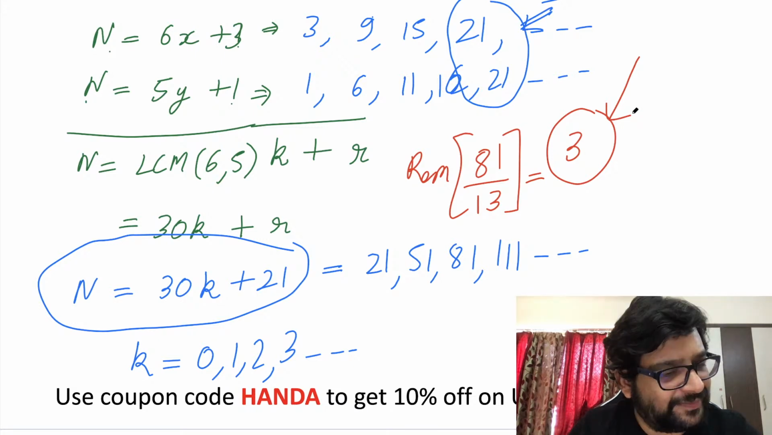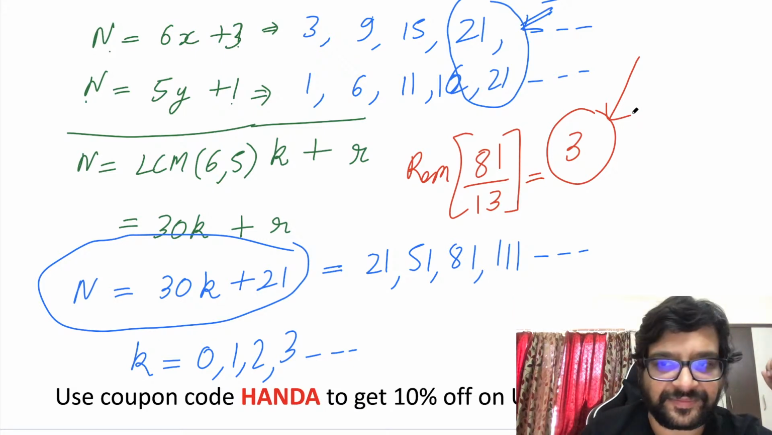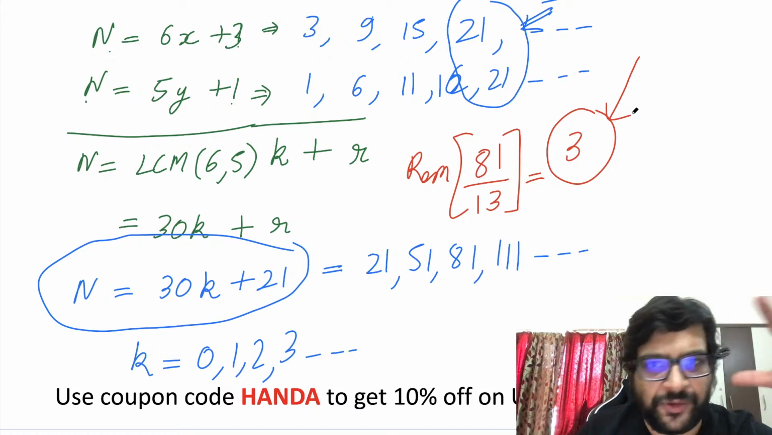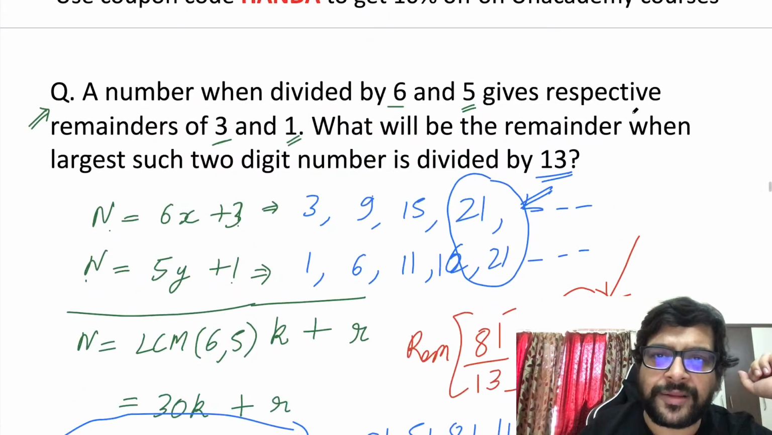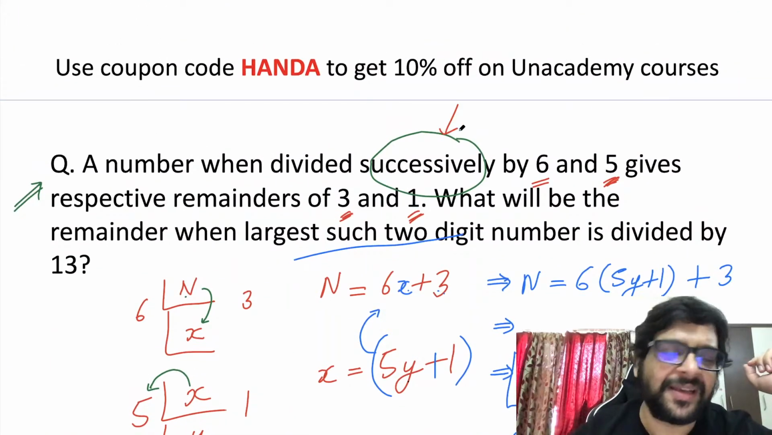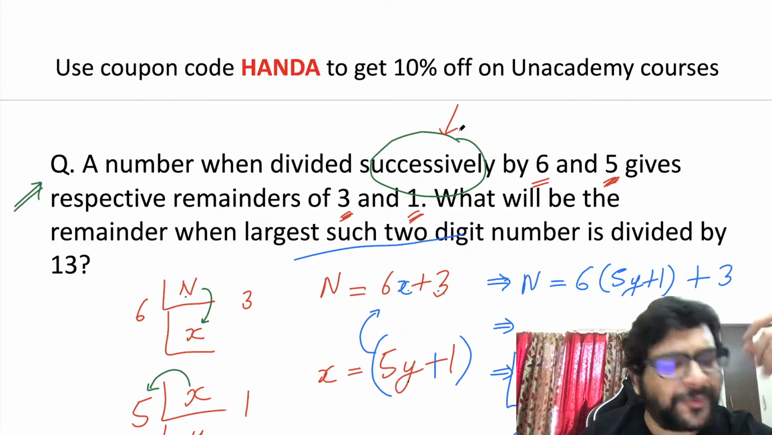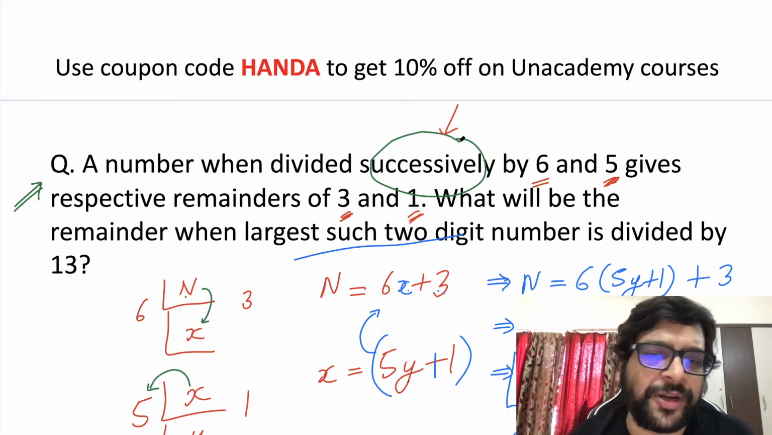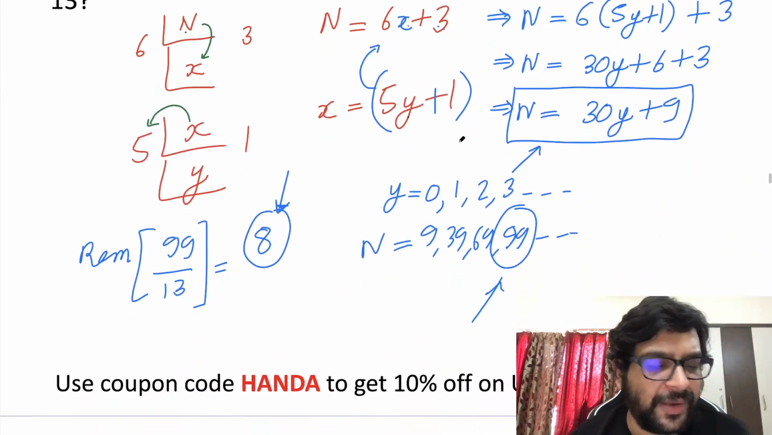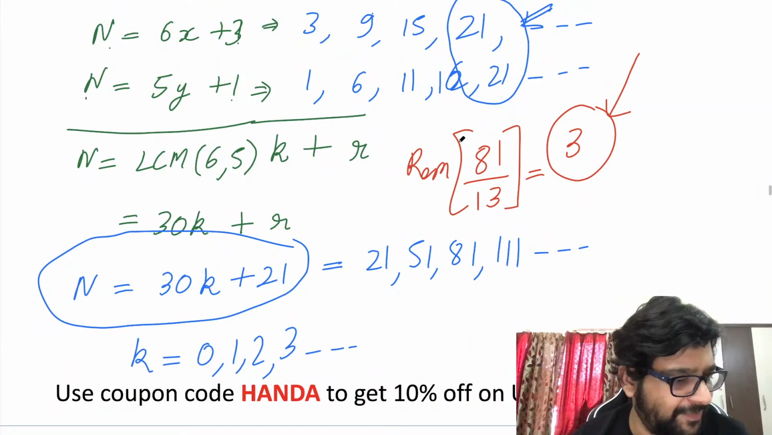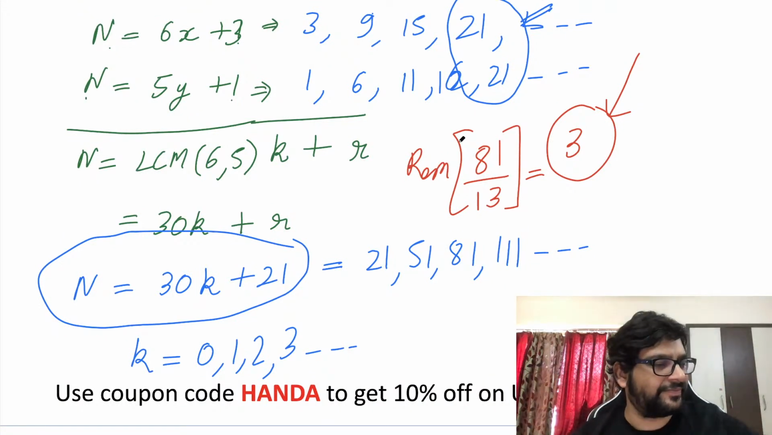What will you get here? Are you guys okay with this? Please tell me if there is any confusion, because just one little word, successively, is making so much of a difference. And that's why I want you guys to be very, very careful with this, because just one word can make so much of a difference. Should I go ahead?